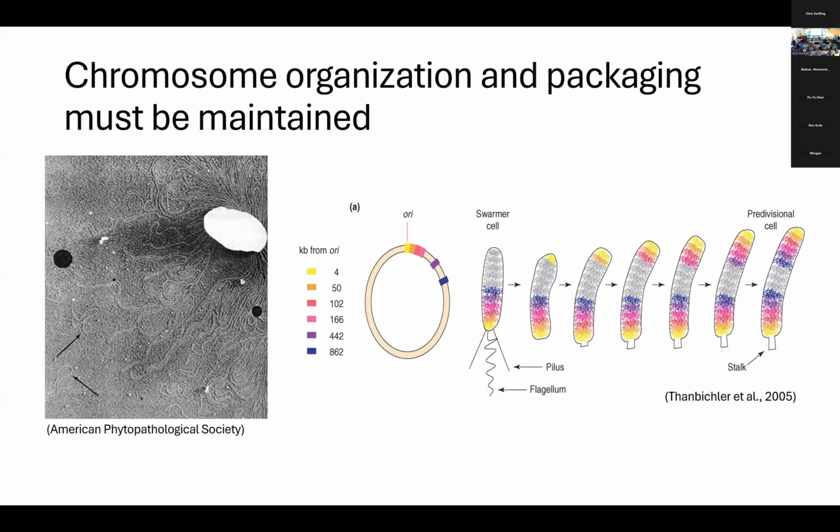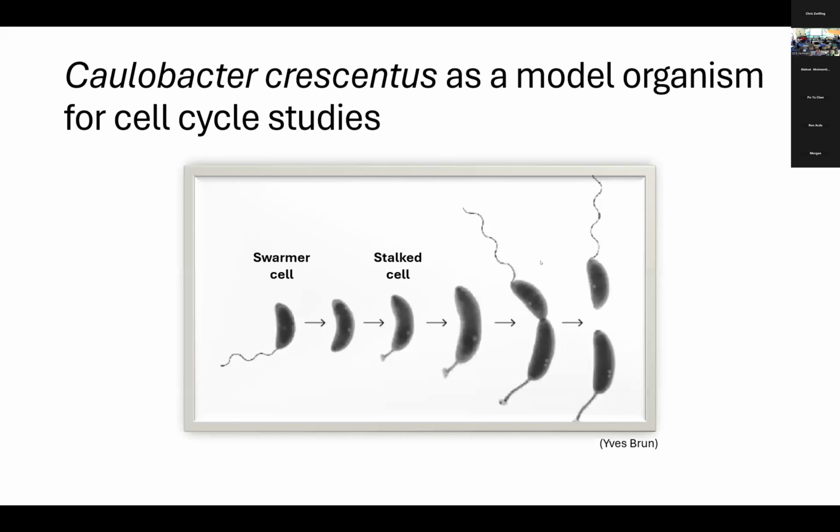To maintain the organization of the chromosome. And in the Mero lab, one of our main goals is to understand how bacteria coordinate the initiation of replication and segregation. And to do this, we use Caulobacter crescentus. Caulobacter crescentus is a great model for cell cycle studies, and we use it as a model for my project for a couple of reasons.